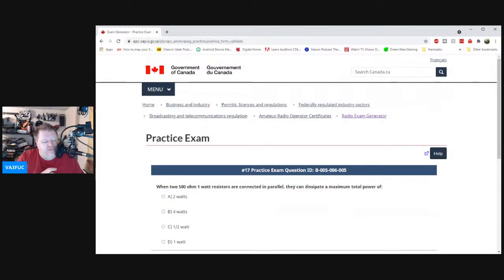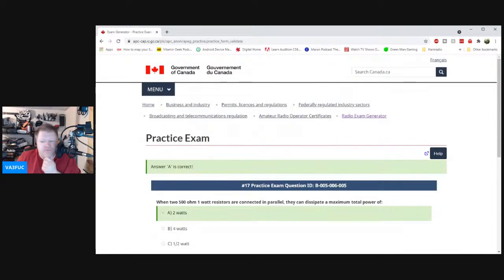When two 500 ohm 1 watt resistors are connected in parallel, they can dissipate a maximum total of, this is where I really suck at this stuff. Two 500 ohm, 1 watt resistors connected in parallel. So parallel would divide the powers by 1. I want to say A. A is just sounding right. A is correct. So it's 2 watts.